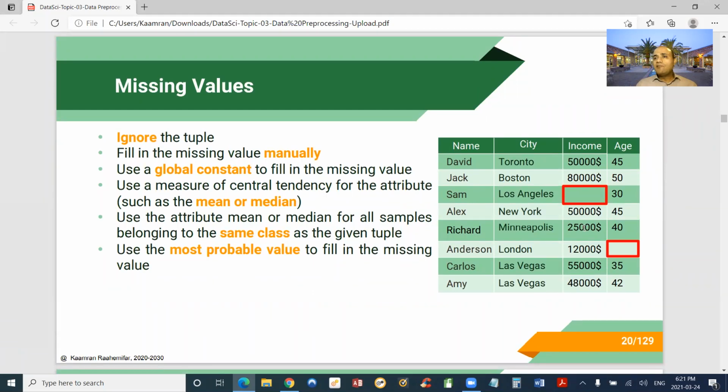Here is a data set. This could look like an Excel file, potentially generated from online entries by humans. You have name, the assumption is this is first name. You have the city: Toronto, Boston, Los Angeles, London, Las Vegas. You have income. The assumption is these are all in USD. And then the age is given as 1 or 2 digit numbers.